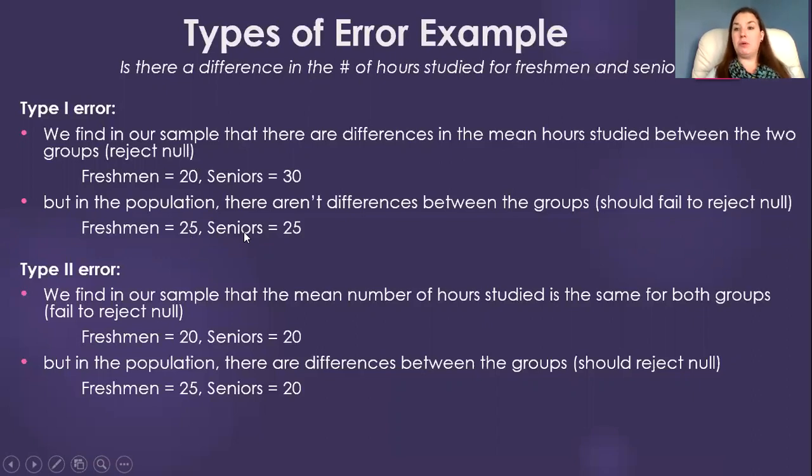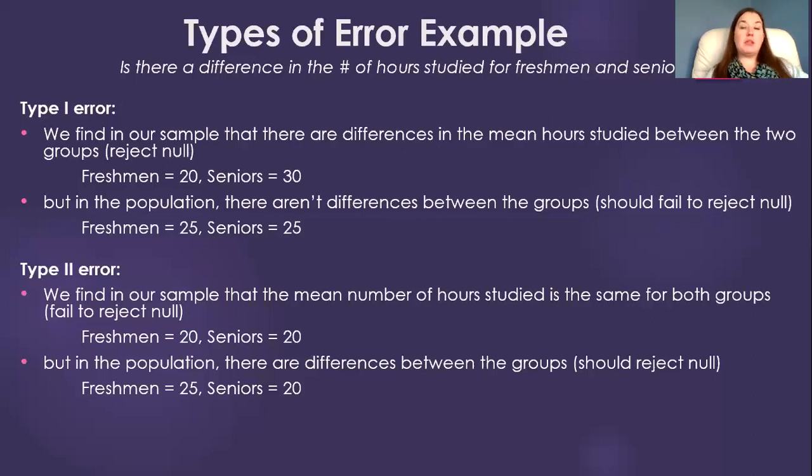This would be type 1 error. So if you reject the null based off of your sample and say that there are differences between groups, when really in the population there aren't differences between groups, that's type 1 error. So write down in your notes, type 1 error is when we conclude there's differences between groups based off of our sample, but in the population, there aren't differences between groups.